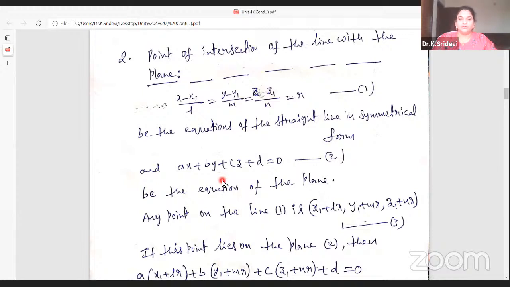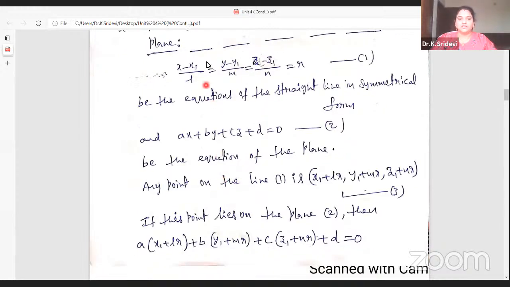Now we know that any point on this straight line, we have already discussed this, is nothing but the first term equal to R. That means x minus x1 equal to LR, so x is equal to x1 plus LR. So the first coordinate is x1 plus LR, that is the x coordinate.